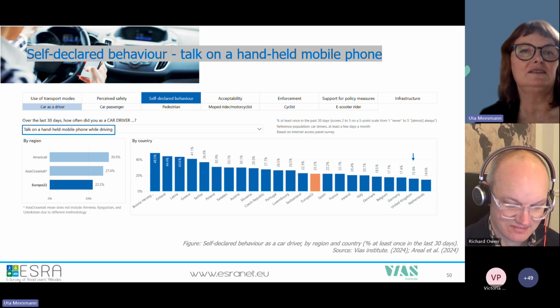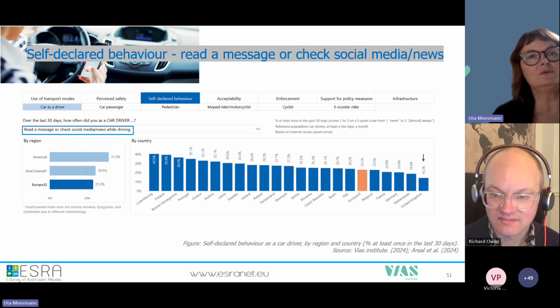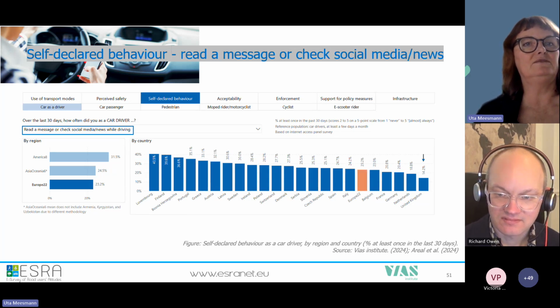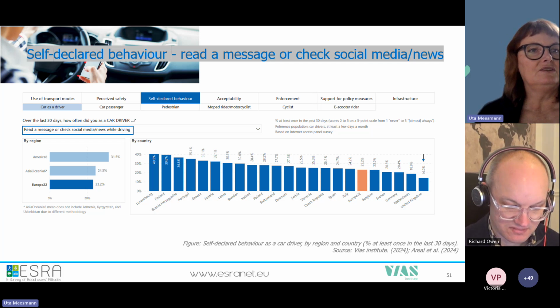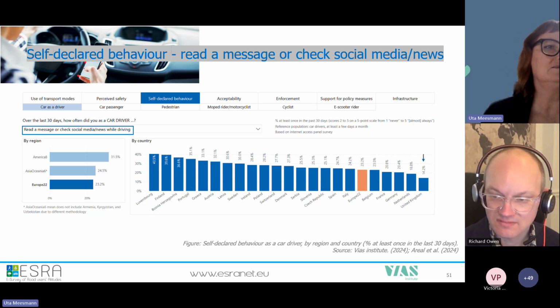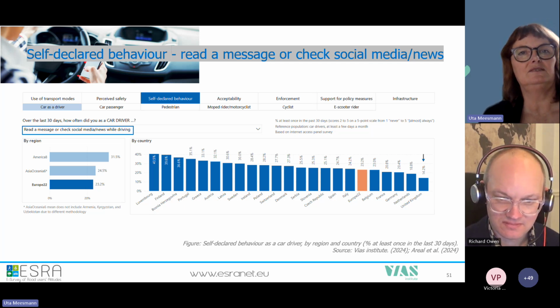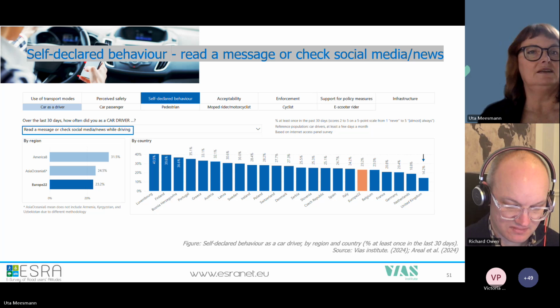They are the second best student in the class in this comparison. And this good performance of the UK is confirmed in another question which we have related to mobile phone use. Here you see the percentage of car drivers who declared that they read a message or checked social media while driving at least once in the last month. And also here, UK has the lowest numbers.